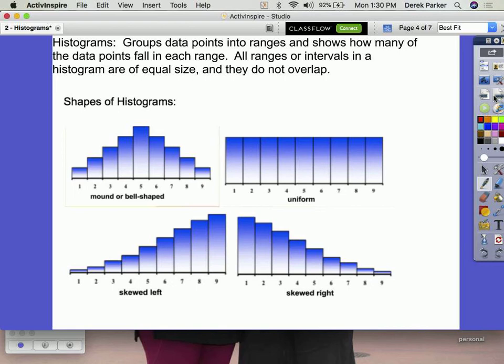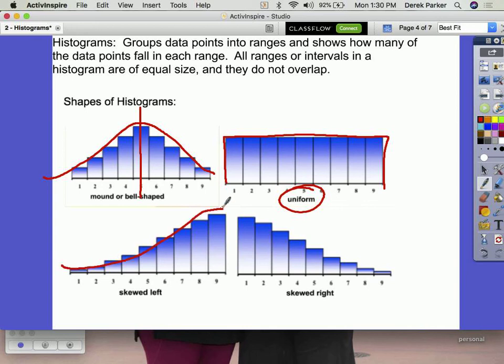Now, if it is symmetrical, like this right here, like a mirror image on each side, that is called bell-shaped. Okay? That is bell-shaped. If they are all the same, that is called uniform. If it is going up to the right, that is called skewed left. If it is the other way, that is called skewed right. You need to memorize these.